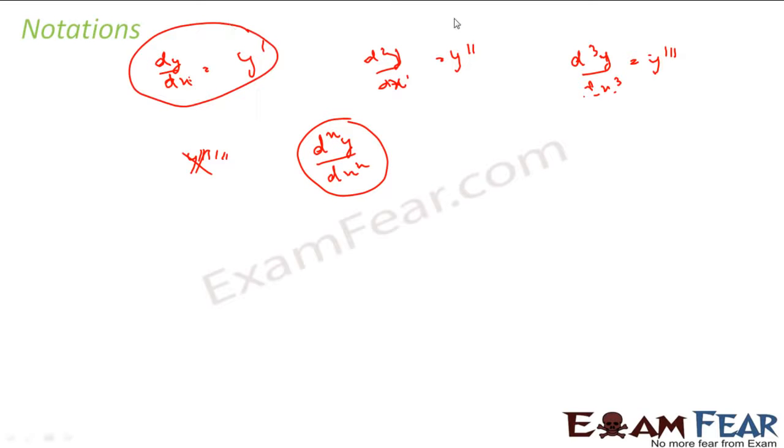So this is the notation that I'll be using. With dy by dx, I'll use y dash. d2y by dx2, I'll use y double dash. d cube y by dx cube, I'll use y triple dash. For any other order of derivative more than 3, I'll use d^n y by dx to the power n. Correct?